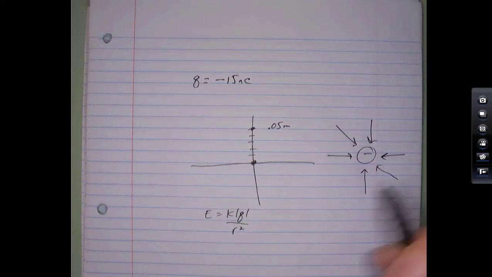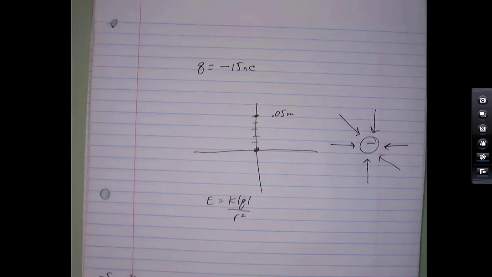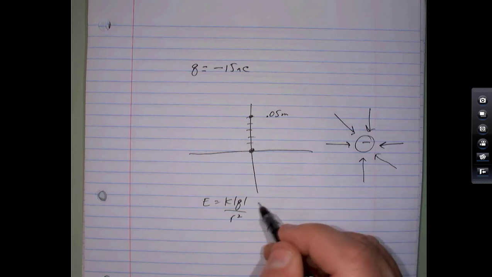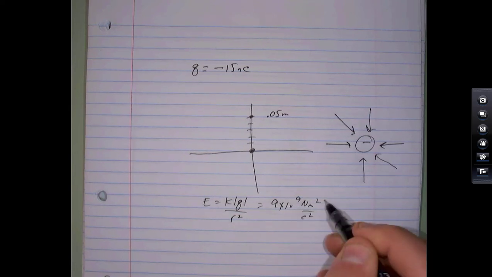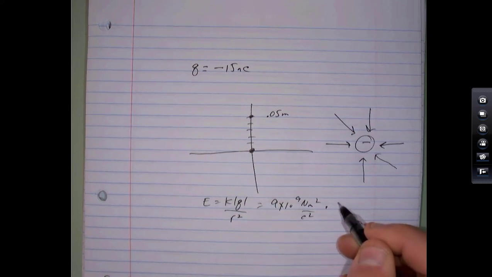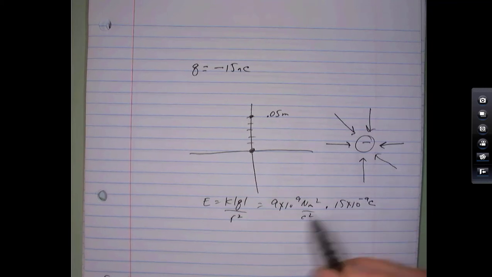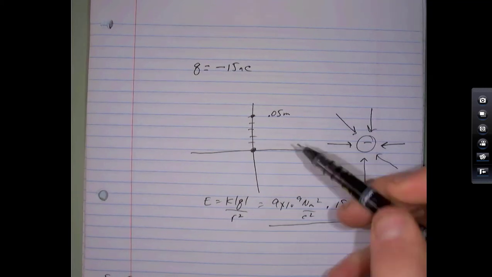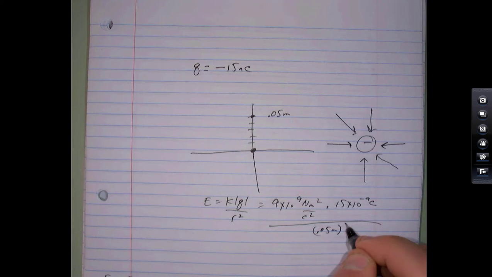The strength is given by this formula, kq over r squared. So in this problem, we have 9 times 10 to the 9th newton meters squared over coulomb squared. The magnitude of the charge is 15 times 10 to the minus 9th coulombs, and then divided by the distance to the point. So that's the 5 centimeters, 0.05 meters, in other words. And don't forget to square it.